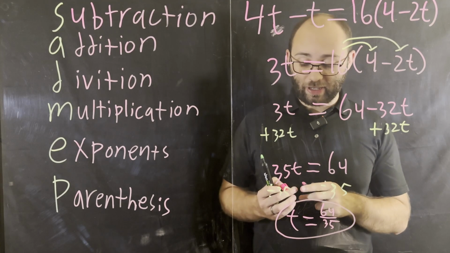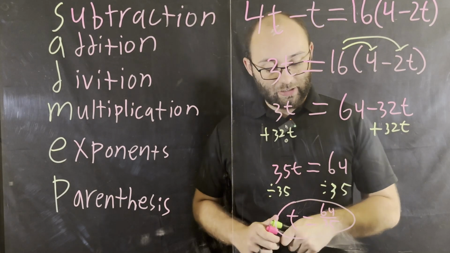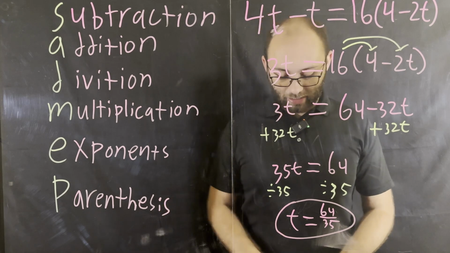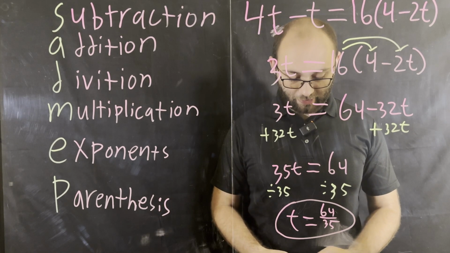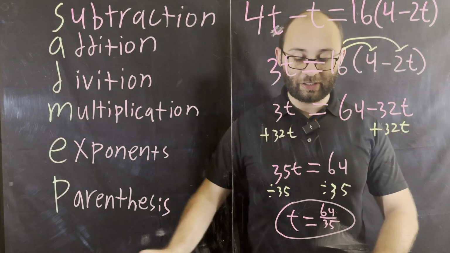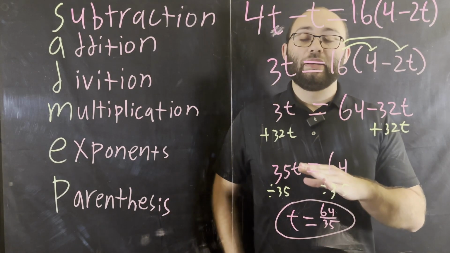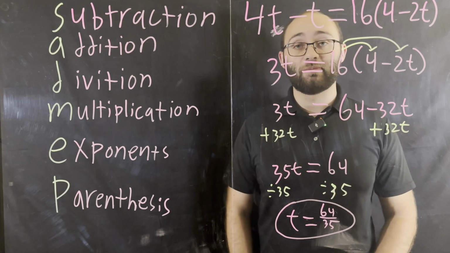You can simplify that fraction a little bit if you would like to. Let's see, shall we check the handy dandy calculator while we're at it? Let's see, 64 divided by 35 does not simplify. What a wonderful world we live in. So, we're done here. That is our answer. t is equal to 64 divided by 35.